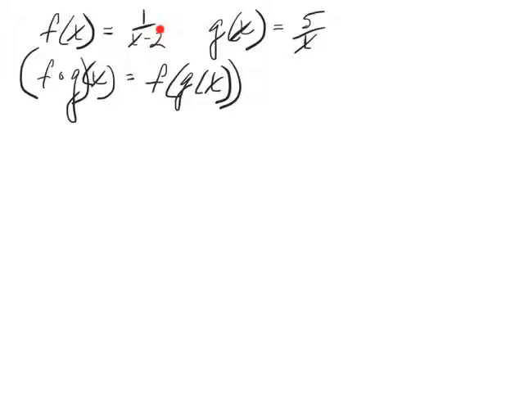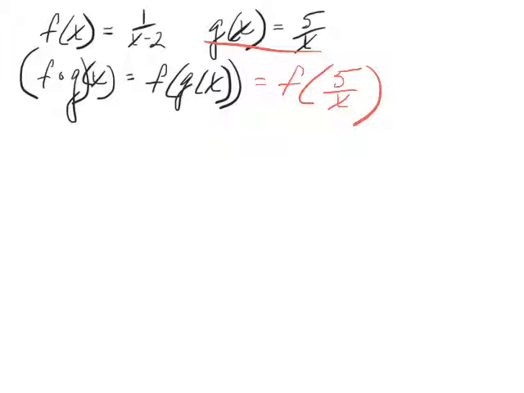Okay, so here's the problem. There's our function f and there's our function g. And we're trying to find f composite g of x, and I wrote it as f of g of x. And so what we're going to do then is, in red, since g of x is equal to 5 over x, write 5 over x instead.